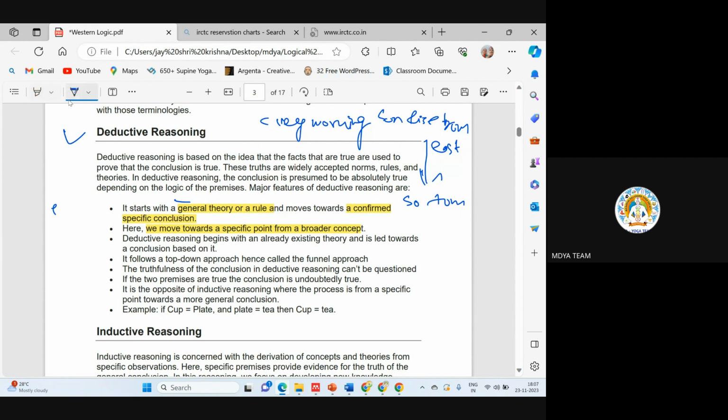So what we are doing, it's a broader concept, it's a general theory, and we are moving towards a pointed application. Means every morning sun rises from east. This is a broader concept, and we are moving towards a particular point, like this morning also sun will rise from east. So this is a particular statement. This is a specific point.